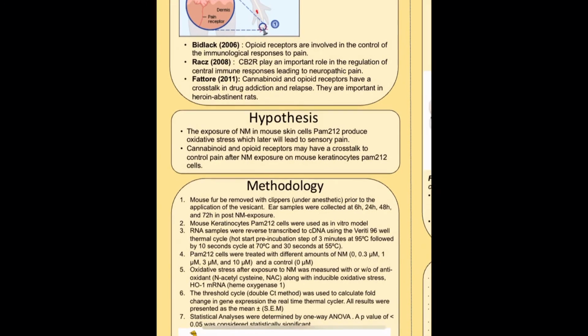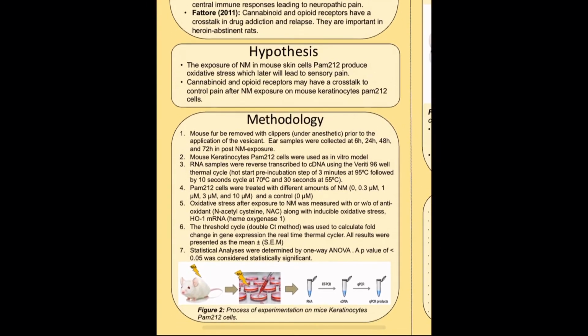This led to my hypothesis, which is that exposure to nitrogen mustard in Pam212 cells produces oxidative stress, which can later lead to sensory pain, and that cannabinoid and opioid receptors may have a crosstalk to control pain after nitrogen mustard exposure on mouse keratinocytes Pam212 cells.